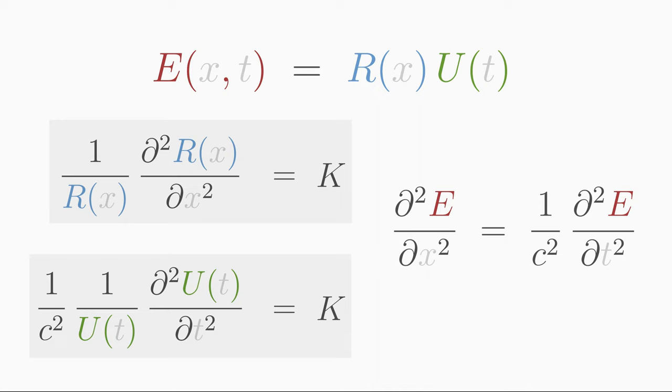And the good thing is that the two differential equations are not coupled. That means you can solve them independently and then multiply the solutions like in the product ansatz to get the general solution for the partial differential equation. You can solve the two ordinary differential equations with the exponential ansatz you learned before.